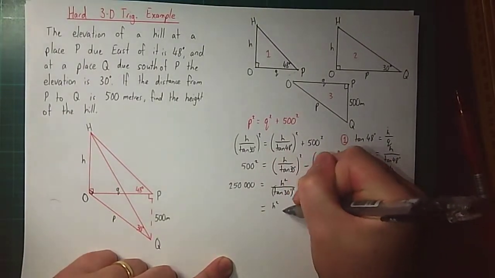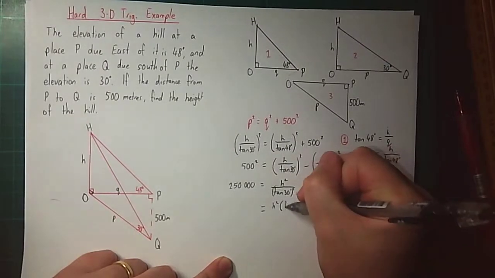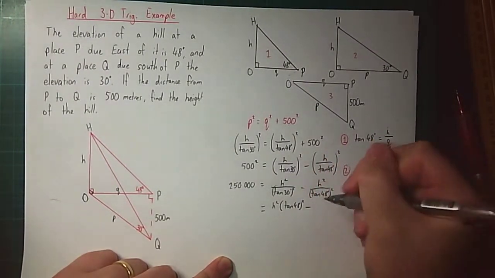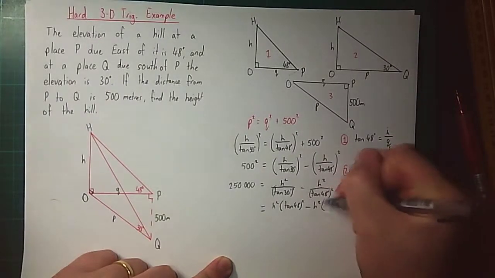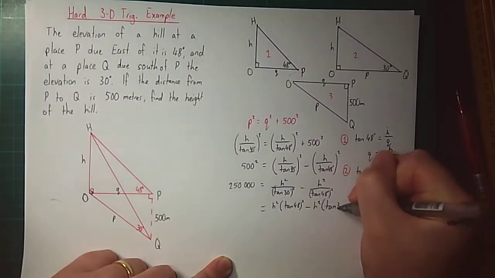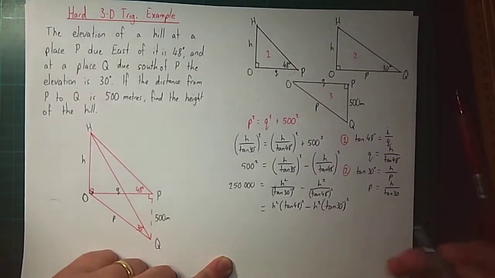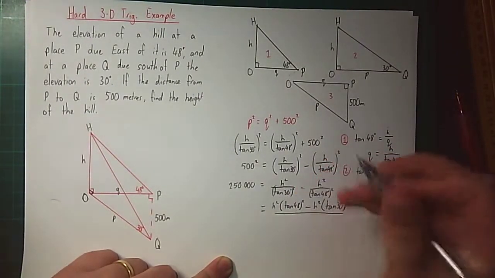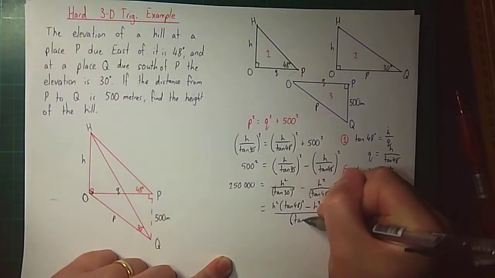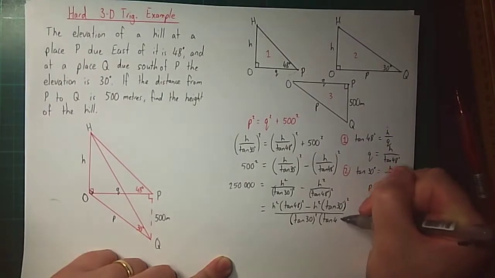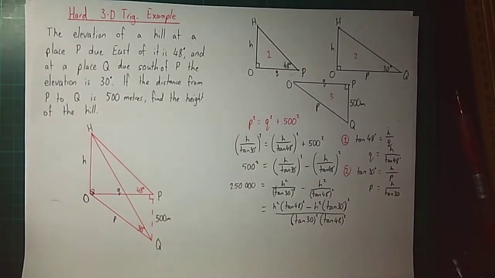So that's going to be H squared multiplied by tan of 48 squared, minus H squared multiplied by tan of 30 squared. So multiply that by that, all over those two multiplied together. So we're going to have tan 30 squared, tan 48 squared. Okay, so far so good.